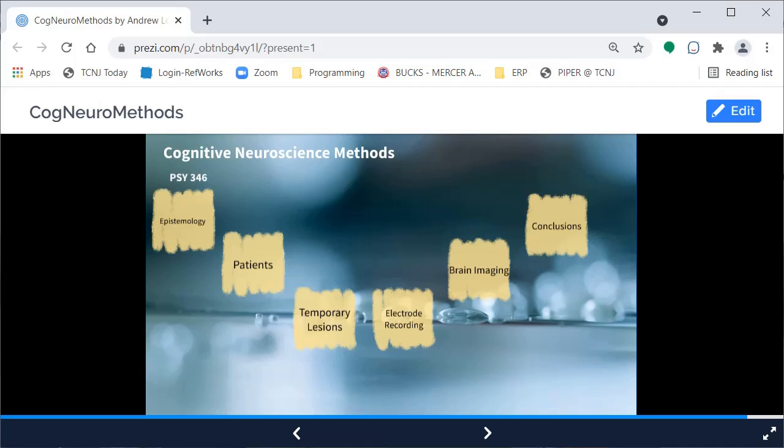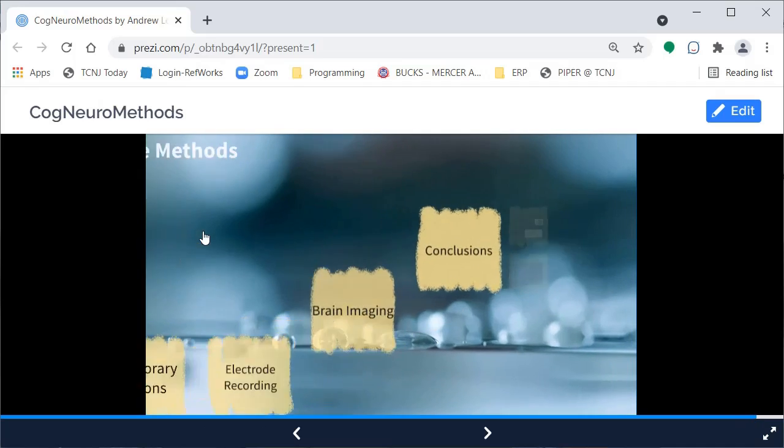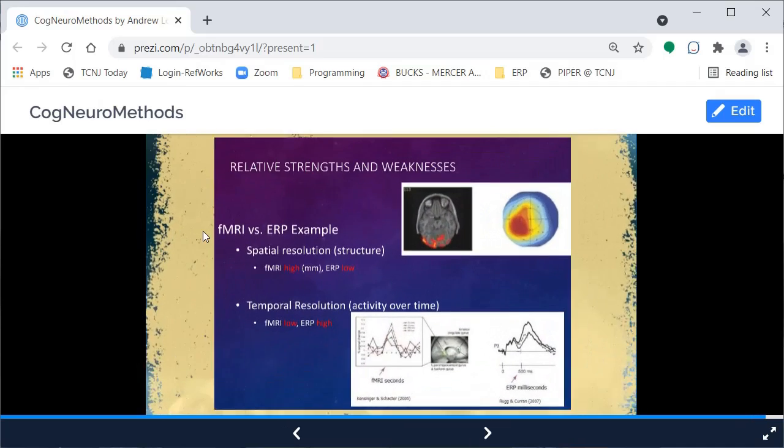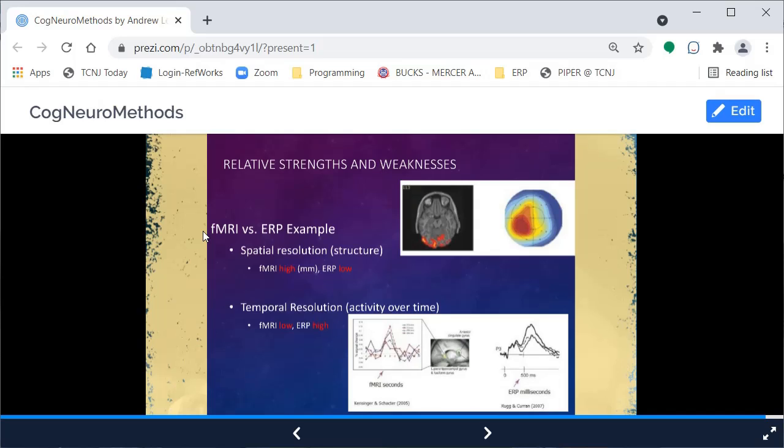So a couple of things just to wrap up this discussion about cognitive neuroscience methods. We've talked a lot about spatial resolution and temporal resolution. Remember, spatial resolution is to identify the structures that are active, and our technologies differ. fMRI has high spatial resolution and ERP has low spatial resolution, so they're going to differ in the information that they can provide. Now, the opposite is actually true of temporal resolution. fMRI has relatively low temporal resolution and ERP has relatively high.